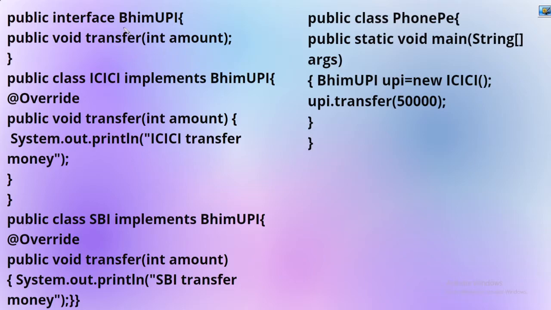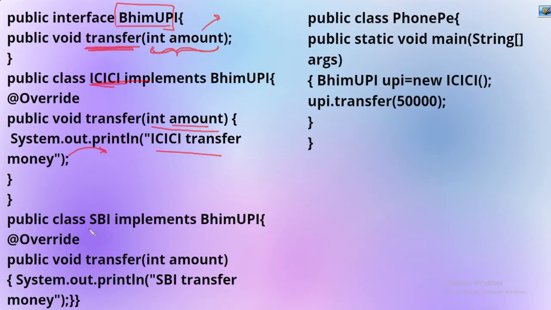Here is an example of BHIM UPI. We have made BHIM UPI an interface, and inside this interface we have only one method, that is transfer, and the parameter for that transfer is int amount, that is, what amount should be transferred from one person to the other person. Now here you have public class ICICI implements BHIM UPI, public void transfer int money. Now from ICICI Bank, we are transferring some amount. So what will be the implementation? Whatever amount you have added from the ICICI Bank, that money will be transferred. Here we have just written a print statement, but usually there will be the code of transferring the amount.